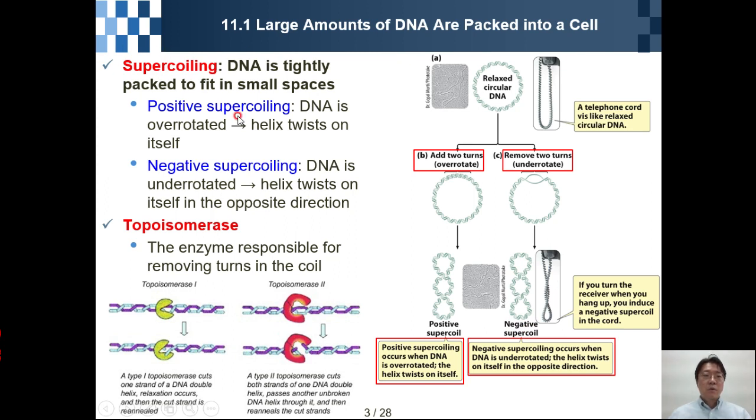So how can we relax the supercoiling? The answer is topoisomerase. There are two types of topoisomerase. Topoisomerase 1 cuts one strand, and topoisomerase 2 cuts both strands. After that, this enzyme can remove turns in the cores. So topoisomerase can relax the supercoiling.